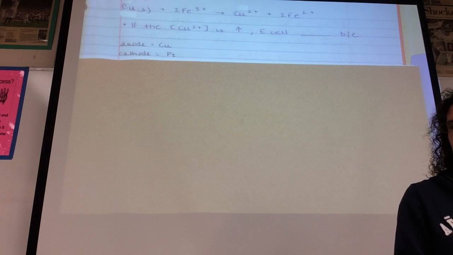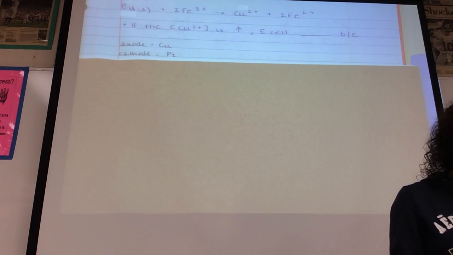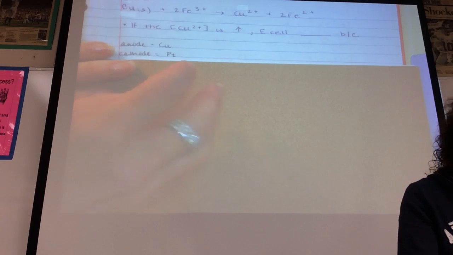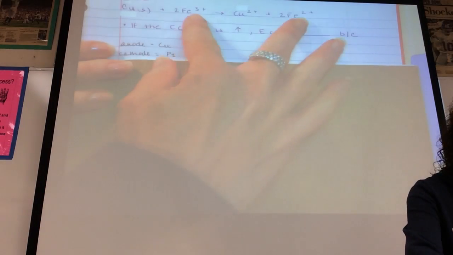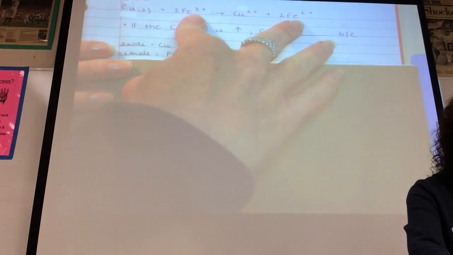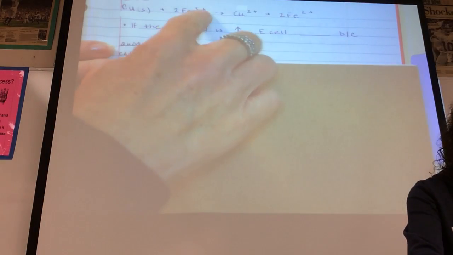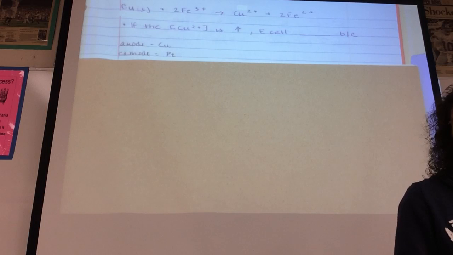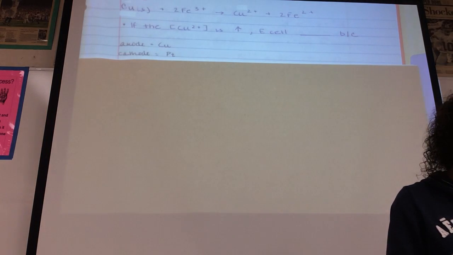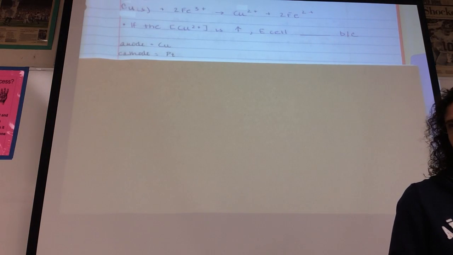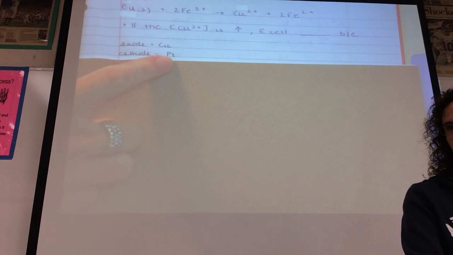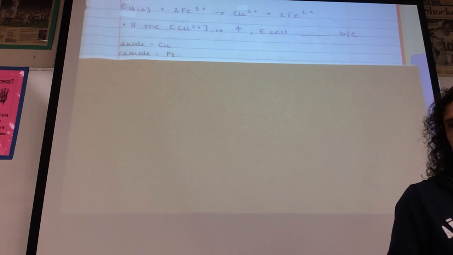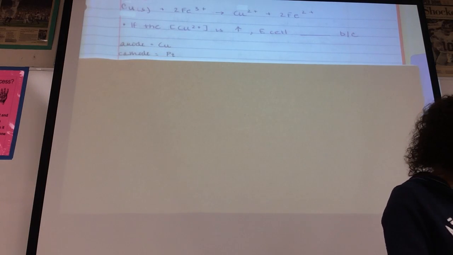The reason why the cathode is not iron is that neither of these is solid iron, right? This is iron 3 ion and iron 2 ion. So they're both aqueous. So in that case, the metal electrode would be a different metal, something inert, such as platinum. Platinum has very low activity. All right? So that's your do now.